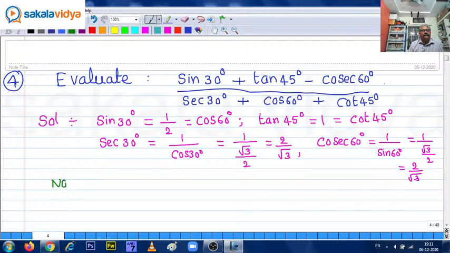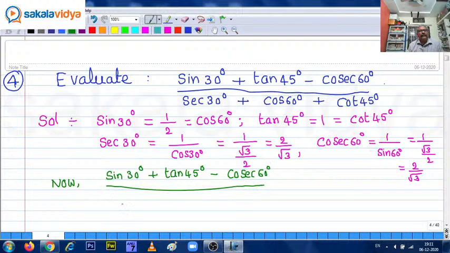So now sine 30 plus tan 45 minus cosecant 60 degrees upon secant 30 plus cos 60 degrees cot 45 degrees. My dear children, you need to remember all these values. So easily you can find out. Right. So next, what shall we do now here?